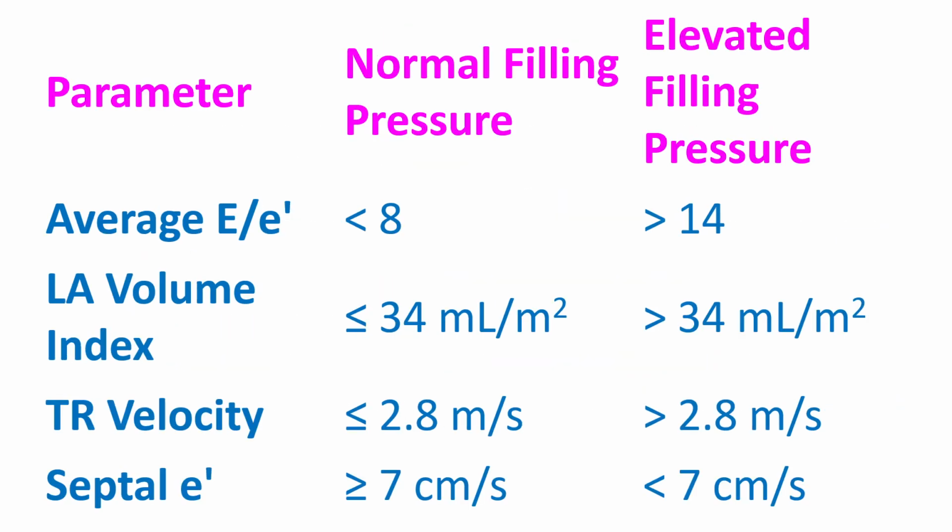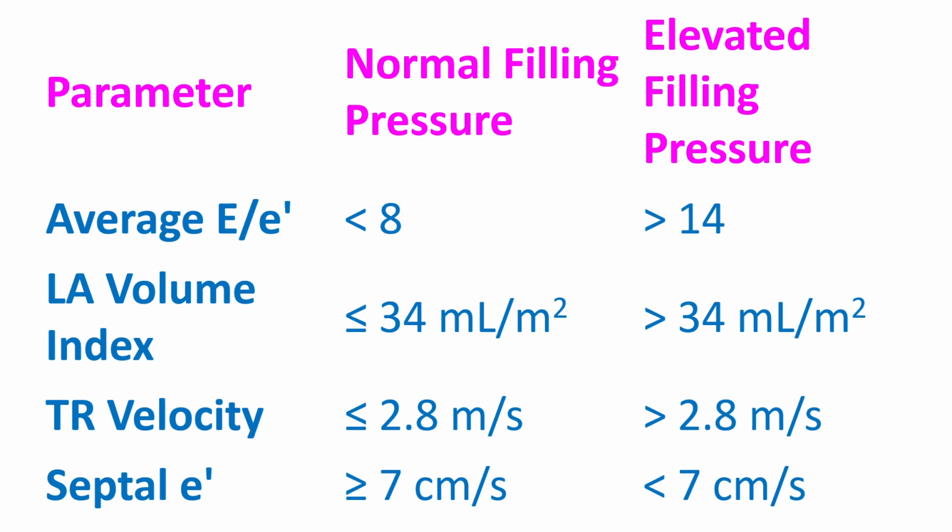Here is a simplified summary. Average E by E prime less than 8 is normal filling pressure, more than 14 indicates elevated filling pressure. LA volume index less than or equal to 34 ml per meter squared is normal filling pressure, more than 34 ml per square meter, elevated filling pressure.